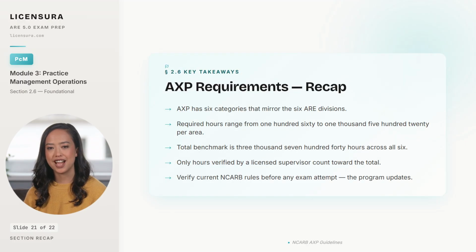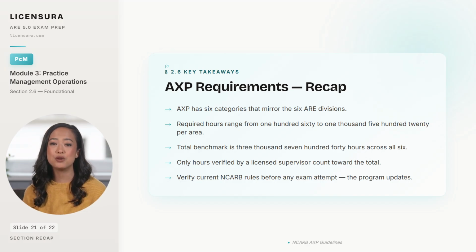5 takeaways from the AXP section. First, AXP organizes experience into 6 categories that mirror the 6 ARE divisions, and that alignment is deliberate. NCARB is mapping what an architect actually does to what the exam actually tests. Second, the required hours per category range from 160 hours in practice management to 1,520 hours in project development and documentation, and every minimum has to be hit independently with no substitution between categories.